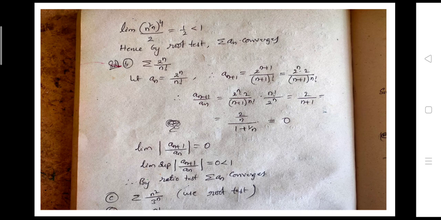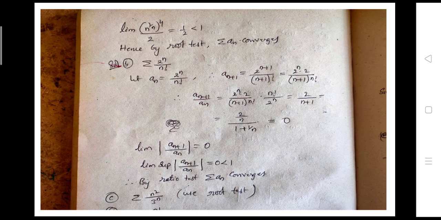So solution B, sigma 2^n by n factorial. Let a_n is equal to 2^n by n factorial, and a_(n+1) is equal to 2^(n+1) by (n+1) factorial. That is equal to 2^n into 2 by (n+1) into n factorial. And we need to find a_(n+1) by a_n is equal to 2^n into 2 by (n+1) into n factorial, into n factorial by 2^n, is equal to 2 by n plus 1. Now simplifying this, we get 2 by n, by 1 plus 1 by n, which tends to 0.